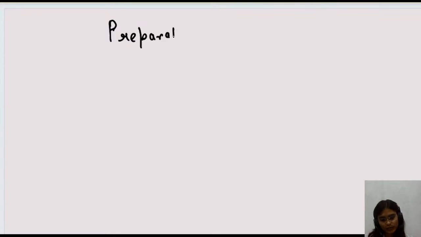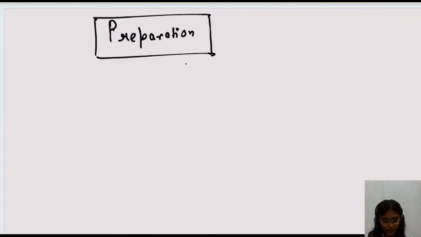Now let's start the real part. That means the important one, the preparation part. So in today's class, the important topic which we are going to start is the preparation part, like how to prepare this. So in the preparation part, let me make a chart for you, and then we will cover it. Okay.